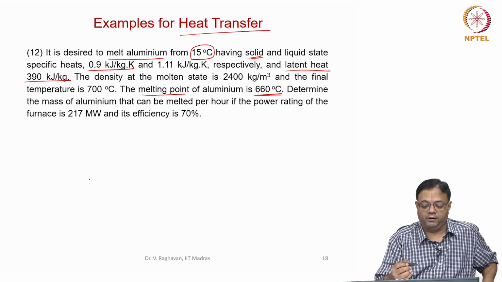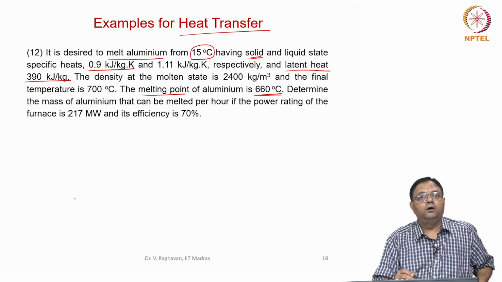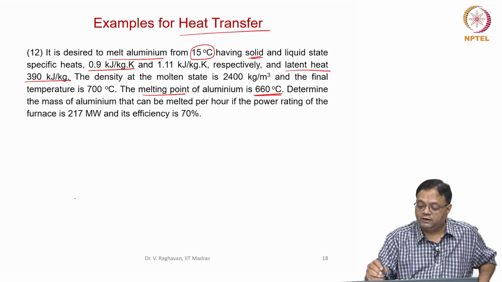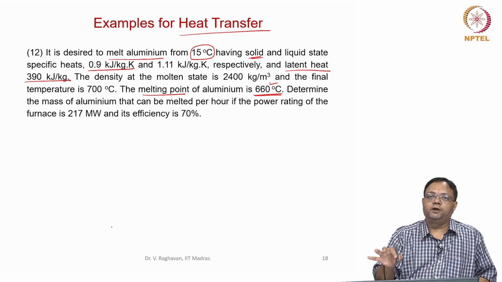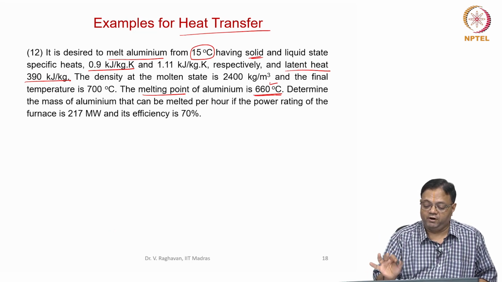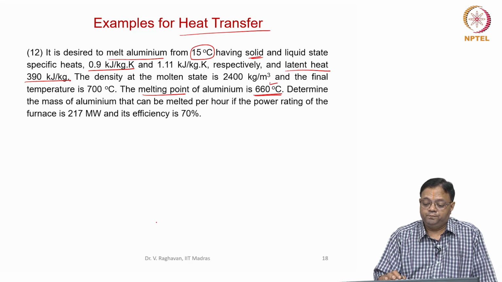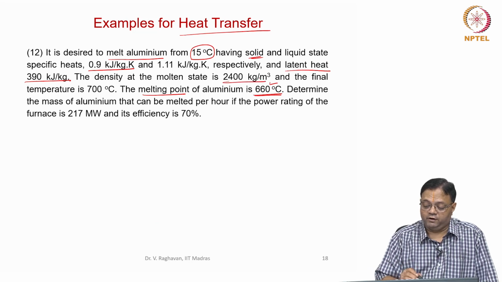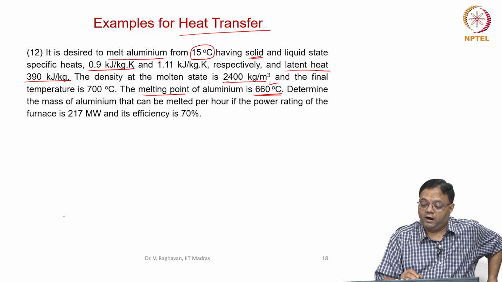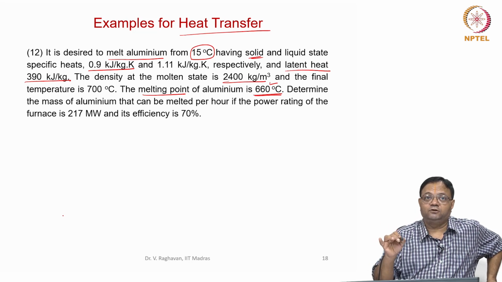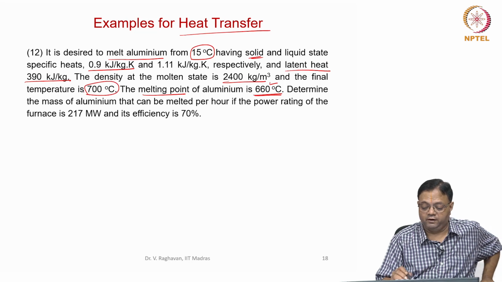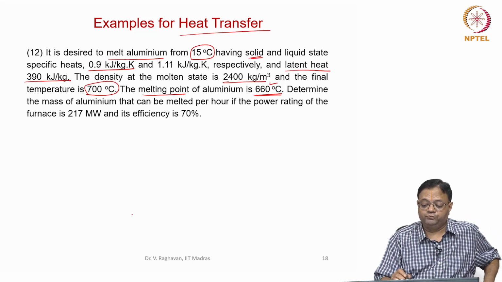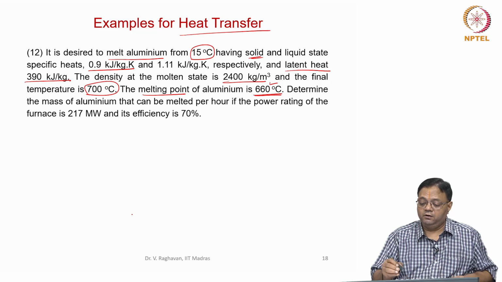So, that has to be supplied to melt it at the constant temperature of the melting point. So, now molten aluminum at 660 degrees is available. Okay. The density of the molten aluminum is given here, and finally the temperature has to increase from 660 to a final temperature of 700 degrees centigrade. Okay. Now, this has to be done in a furnace.